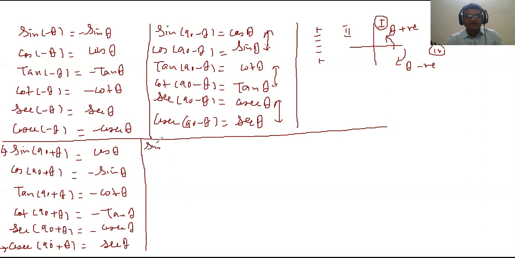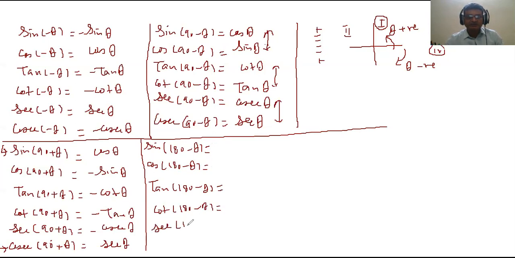Now we'll see sine of 180 minus theta, cos of 180 minus theta, tan of 180 minus theta, cot of 180 minus theta, sec of 180 minus theta, and cosec of 180 minus theta.